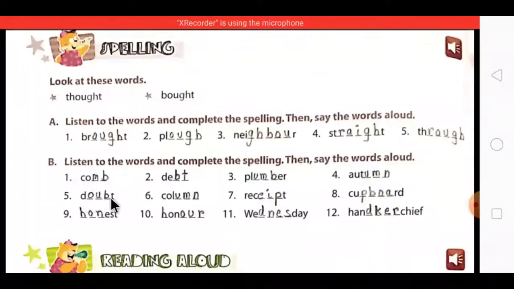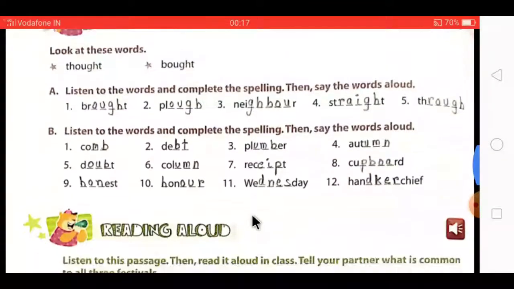Fifth one, doubt. Sixth one, column. Seventh one, receipt. Eighth one, cupboard. Ninth one, honest. Tenth one, honor. Eleventh one, Wednesday. And the last one, handkerchief.